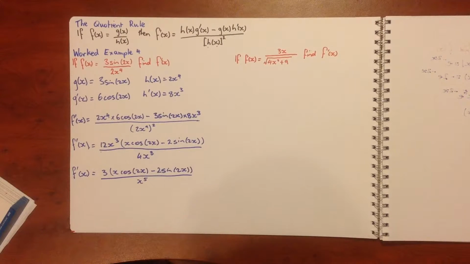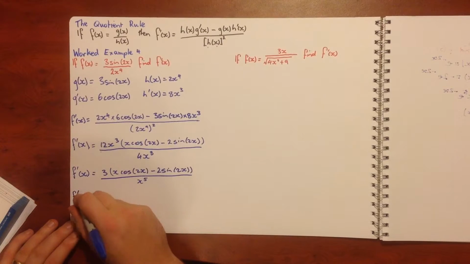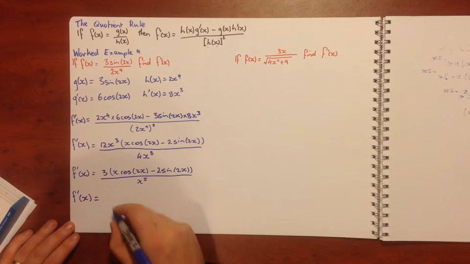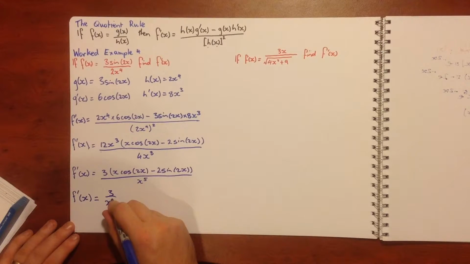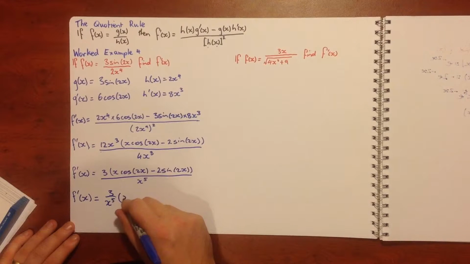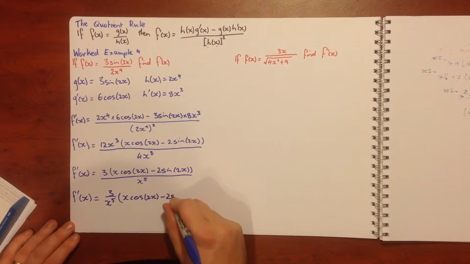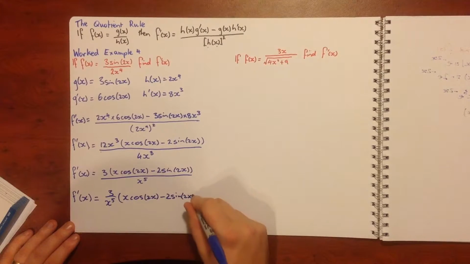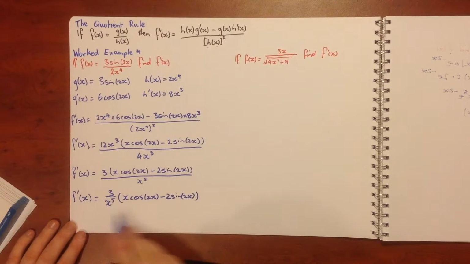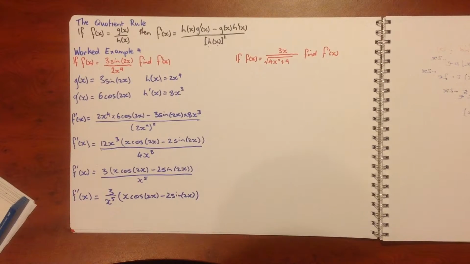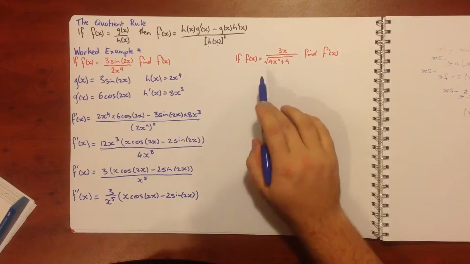Okay, and we're finished. If you like, they do it just like this, where they write 3 x to the 5 times x cos of 2x take 2 sine of 2x. You can write it like that if you prefer how that looks. It's up to you. Okay, next one.